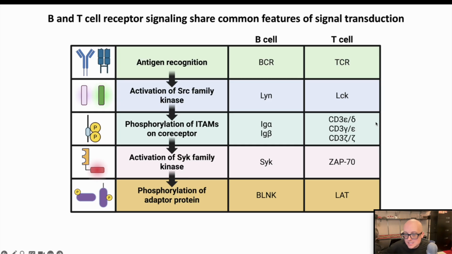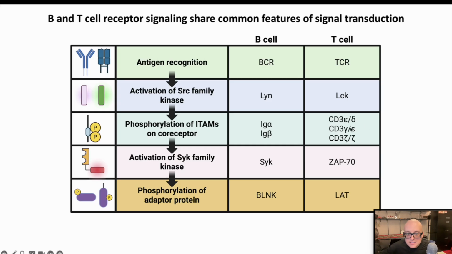And within the T cell, it's going to be all of those cytoplasmic chains associated with CD3. So remember, there was an epsilon delta heterodimer, a gamma epsilon heterodimer, and then two larger zeta chain homodimers, all of which have ITAMs, and which are going to be phosphorylated in T cells by Lck.